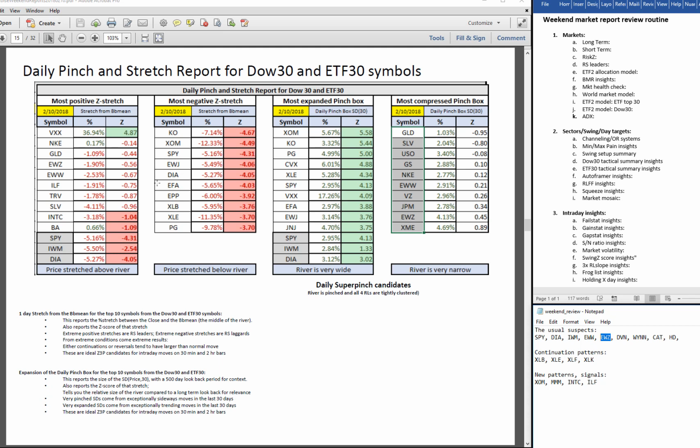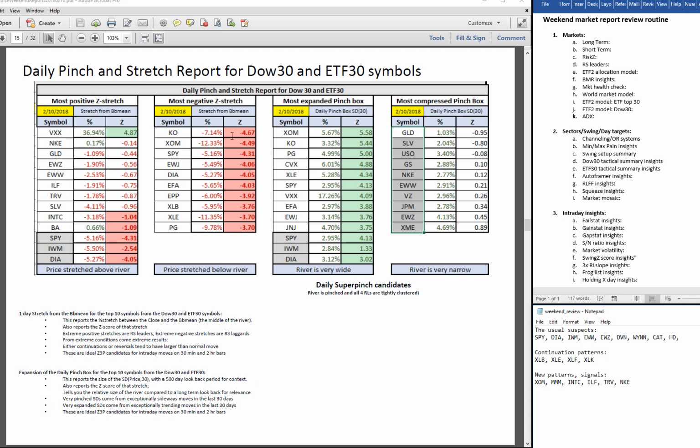Daily pinch and stretch. The most positive Z stretch on a Z score basis. All of them except the VIX are below the 30 period, but you can see that Nike, Brazil, Mexico, gold all held up pretty well. So I'm going to add Travelers and Nike to that because it looks like they had some relative strength and could be leaders in the next round.